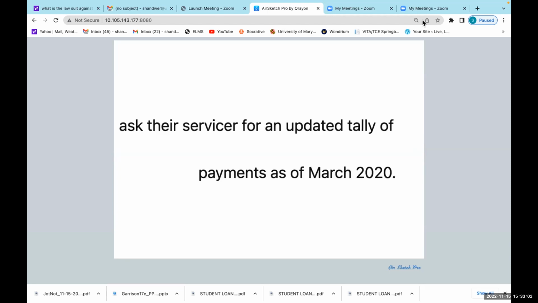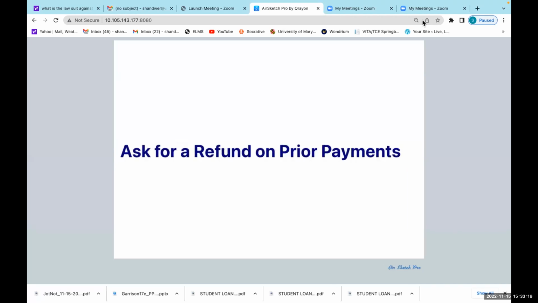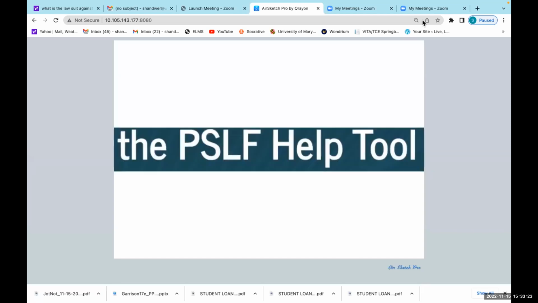All right, so what you really want to do is find out where you were as of March 2020 with your loan service provider, and what's happened in between. Keep a timeline of all eligible payments that you've made towards either of these loans, either the PSFL or the IDR loans. Make sure you have a good record of that so that it's not lost. And again, ask for a refund on any prior payments made during the freeze.